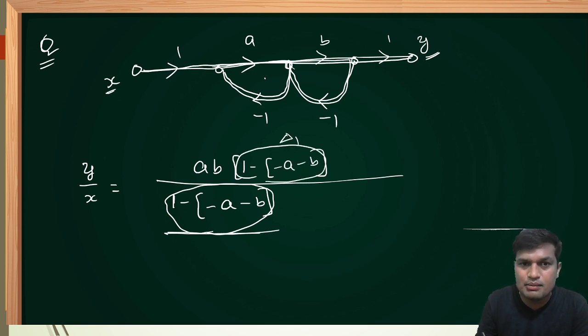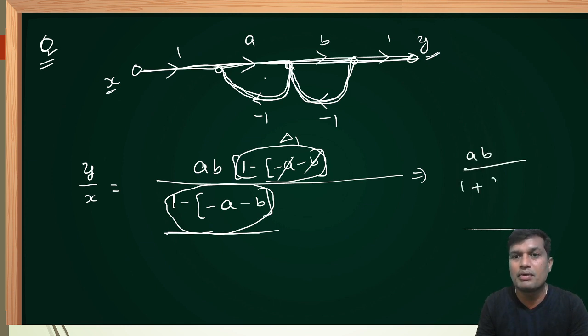Now delta 1 is the same as del, by removing the touching loops to the first forward path. To this forward path, this loop is touching, this loop is touching. Whenever I say loops are touching, remove those loops. Therefore, the answer is AB upon 1 plus A plus B.